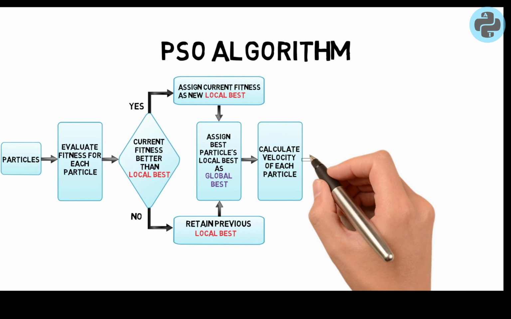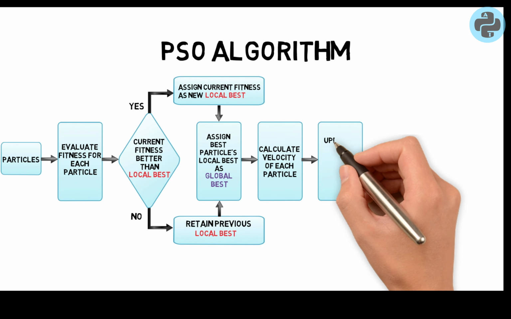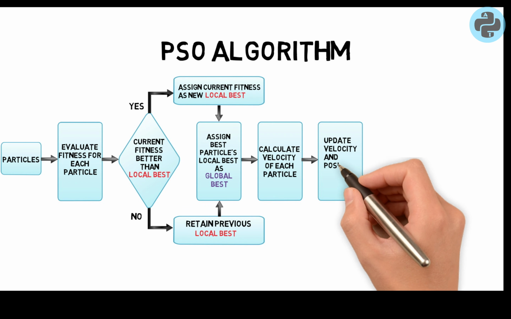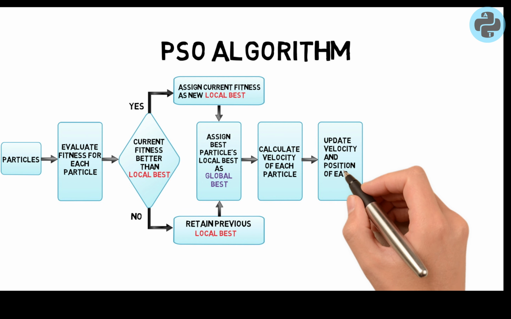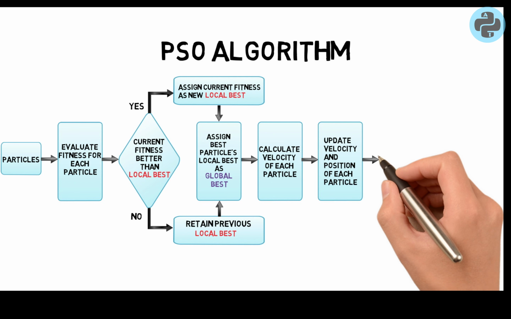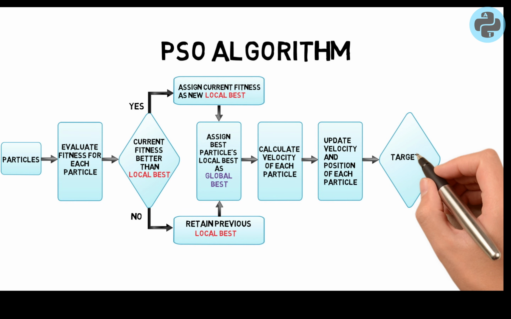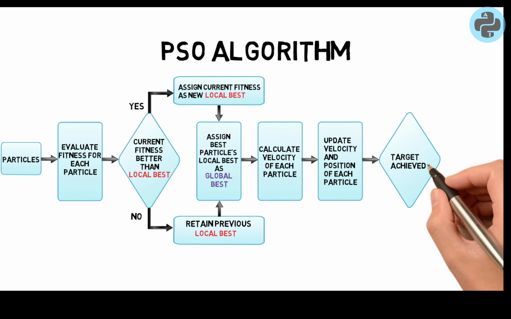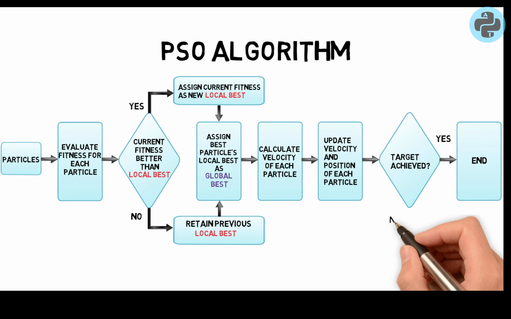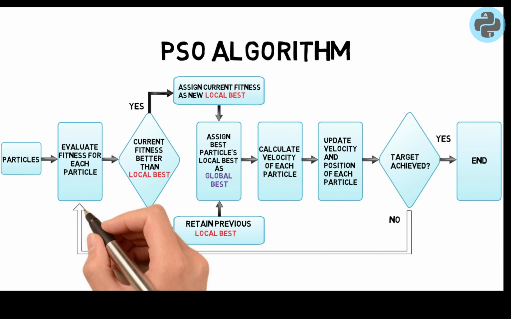After that, based on these values, we calculate the next velocity to set for each particle. Then, we update the velocity and position of the particle. Based on the updated information, if the target is achieved, which means the error is reduced to the desired value, we can end the searching process. Otherwise, we will proceed to the next cycle. Alright, let's move to the coding part.